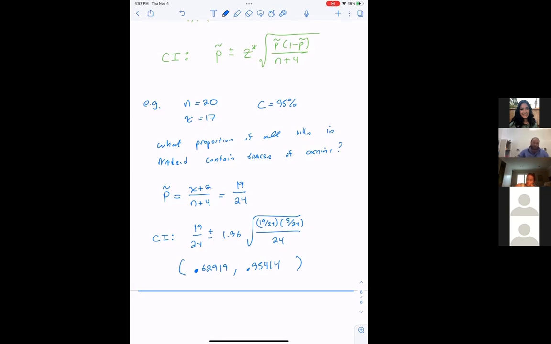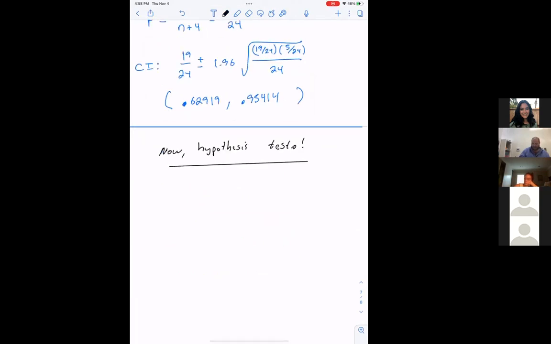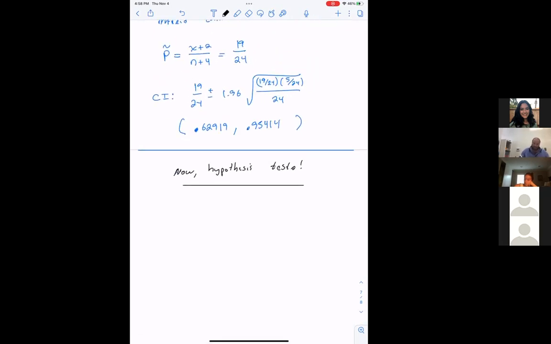Okay. All right. So now, hypothesis tests. The null hypothesis will be that the unknown value of P is equal to some specific value, right? This is the unknown true value, and this is the given specific value.